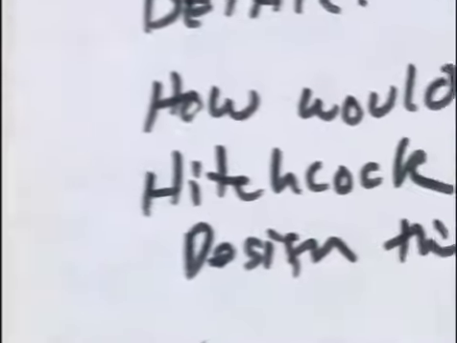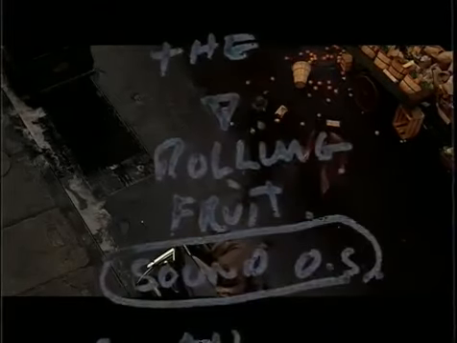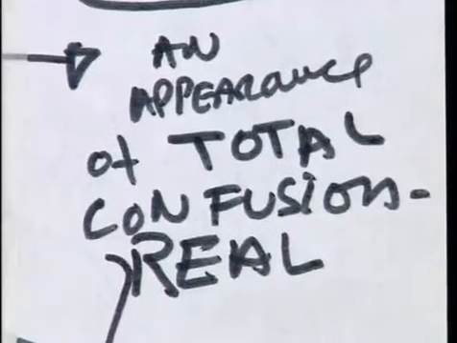How would Hitchcock design this? Hitchcock was such a master about manipulating information for the audience, usually telling you things so that you were equipped to enjoy what you were seeing. Rather than withholding information, he would give you information. Designed carefully. The rolling fruit, sound off stage, an appearance of total confusion.